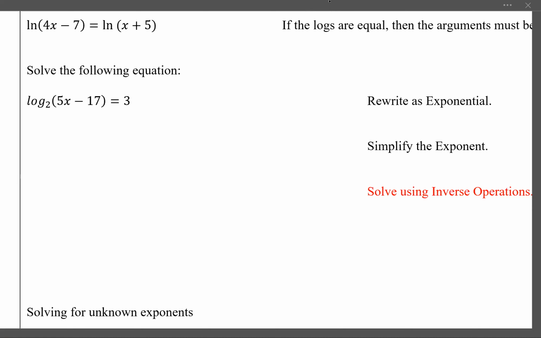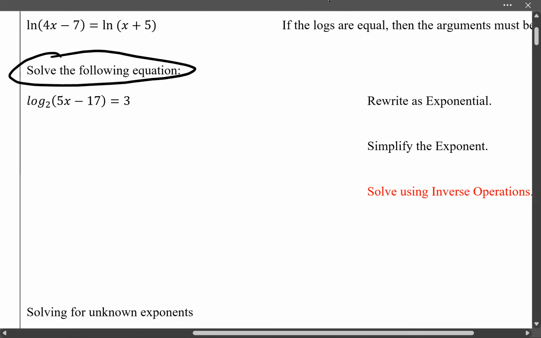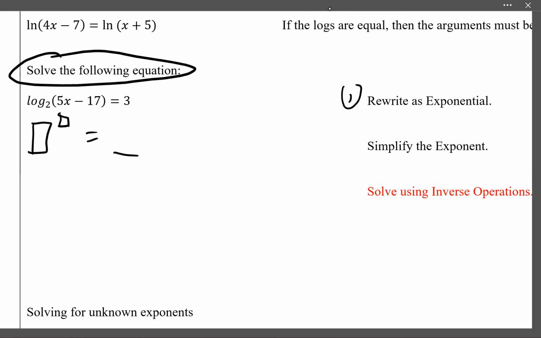All right, so now we're doing this problem. Solve the following equation. The log base 2 of 5x minus 17 equals 3. So the first step is going to be to think of this logarithm thing as exponential. So I like to draw arrows to help me write the exponential form. So I'm trying to get this into something to some power equals something. That's what I'm going for.